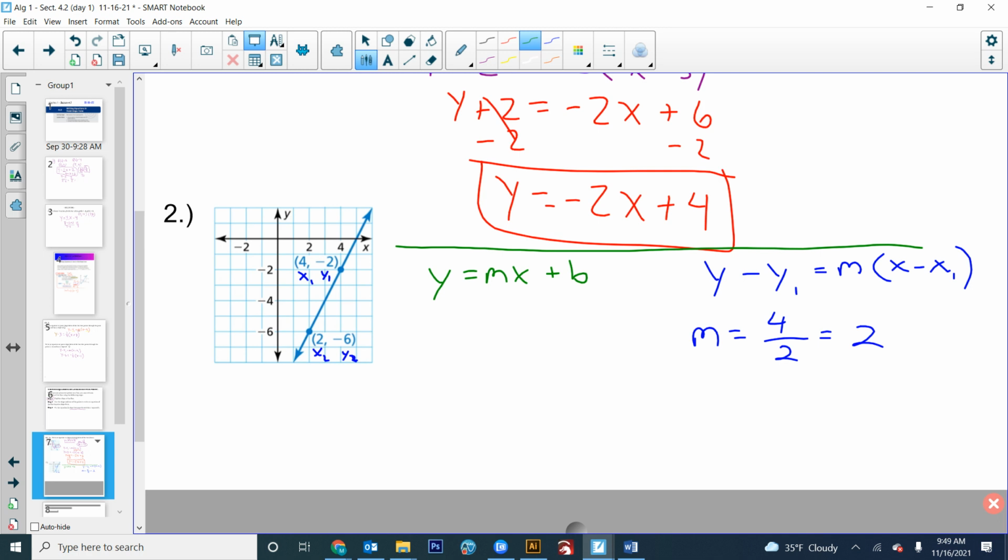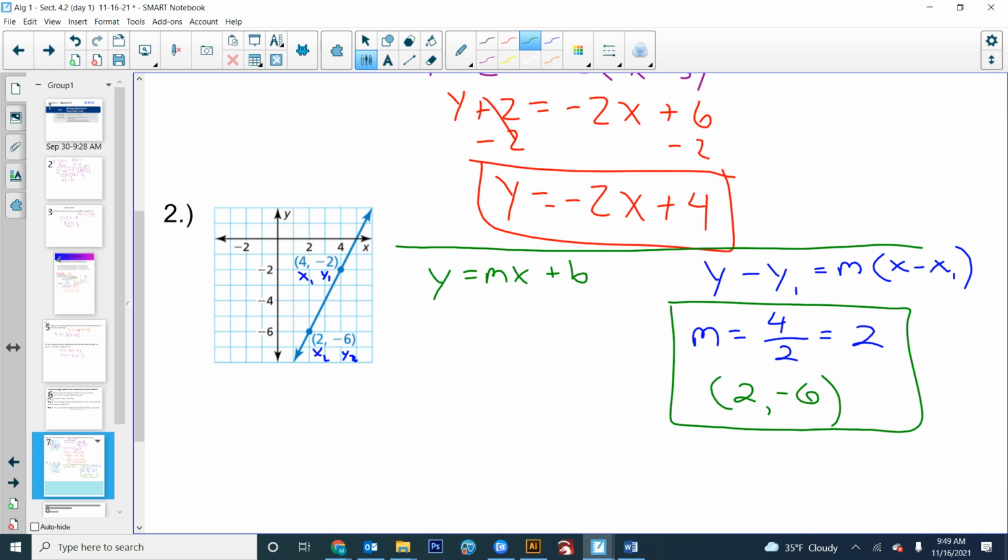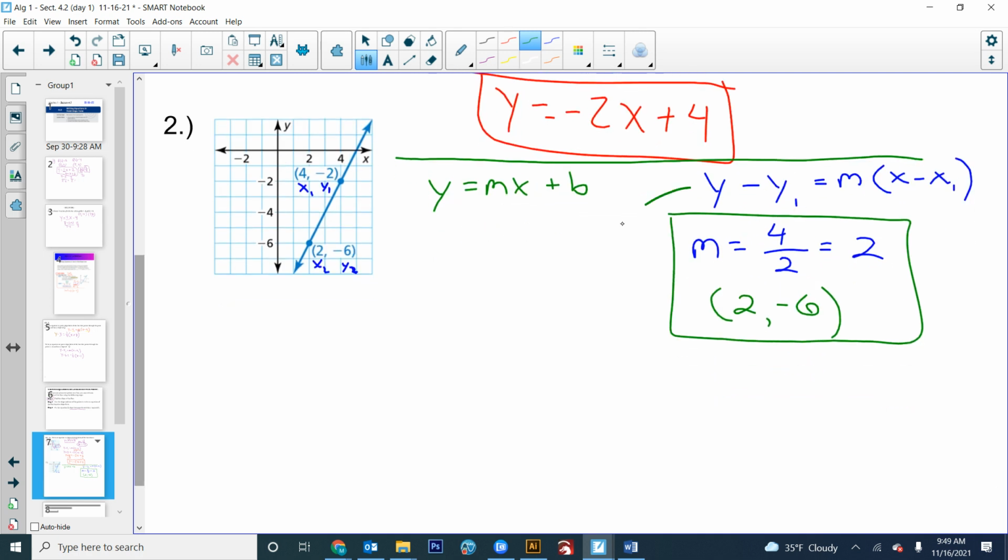Do I have to use one? Does it matter which point I use? I use either one. Luca, what do you want to pick? Which point? Negative 2, negative 6. So we're going to use this slope and this point because it's called point slope form. We just need a point and a slope. Well, good news. We have a point and a slope. So here we go. Y minus blank equals blank times x minus blank. We're just going to fill in the blanks.